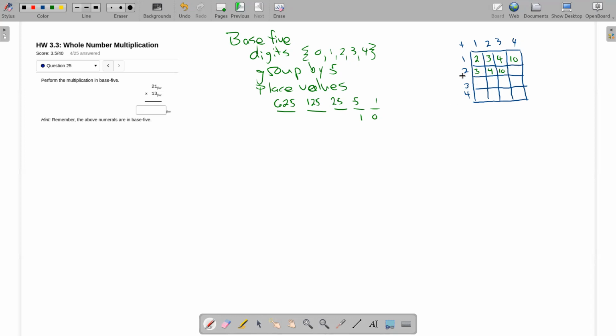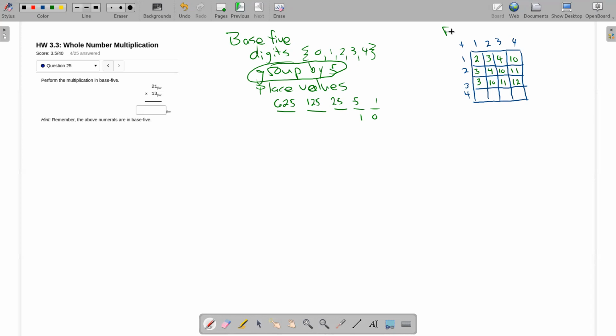If I add one more to that, 2 plus 4 is 6. That would be a group of 5 and 1 ones, right? This is about grouping by 5. So you got to think about groups of 5 to do this. 3 plus 1 is 4. 3 plus 2 is 5, 1, 0. 3 plus 3 is 6, which is a 5 and a 1. 3 plus 4 is 7, and we can regroup 7 as a group of 5 and 2 ones.